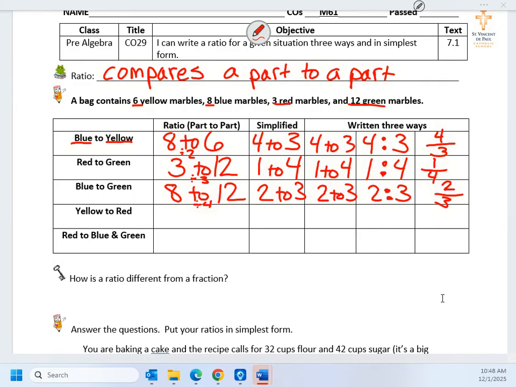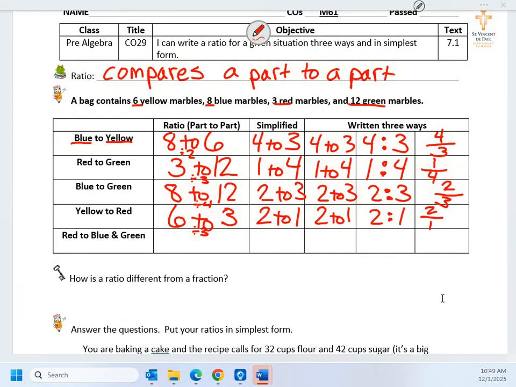Yellow to red, what would our ratio be? Holland? 6 to 3. 6 yellow to 3 red. I need to write the word red. What would that be simplified, Laurel? 2 to 1. I can divide out that 3 out of both sides. So simplified, it is 2 to 1. Then I need to write it my 3 ways, with the word to, with the colon, and like a fraction.